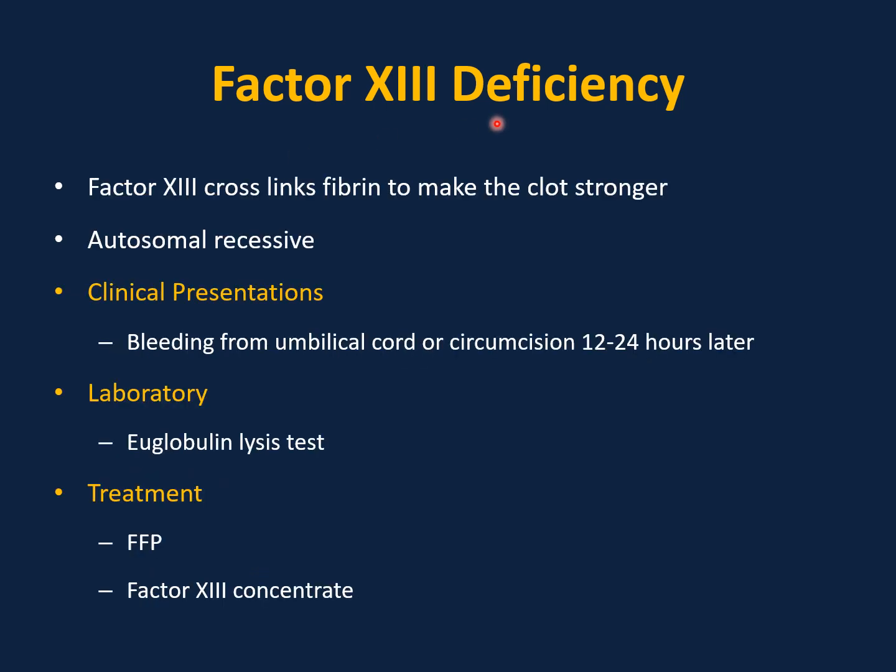Factor 13 deficiency. Factor 13 is important to cross-link the fibrin to make the clot stronger. So they do make clots with no problem, but because of deficiency of factor 13, the clot is not strong, so they bleed afterward. So it is autosomal recessive. The clinical presentation: bleeding from umbilical cord or circumcision. This is a very common presentation 12 to 24 hours later. So they make the clot, but the clot is not strong, then they start to bleed afterward. Laboratory: urea clot lysis test. The treatment is fresh frozen plasma and factor 13 concentrate.